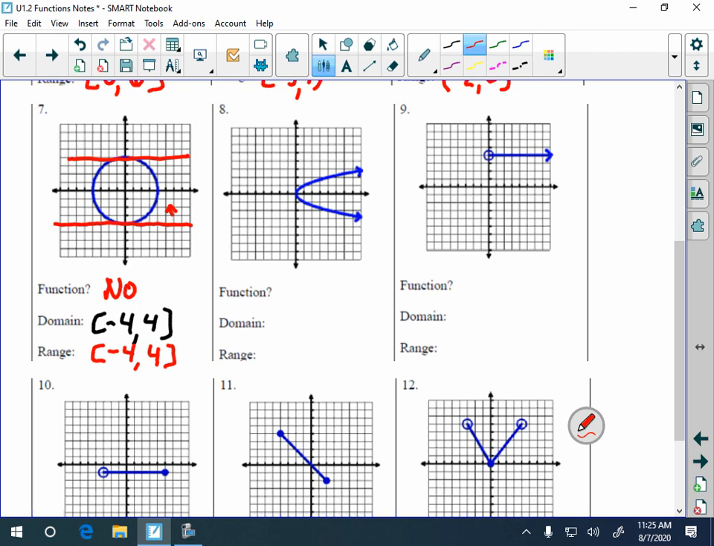All right, number 8. Okay, is this a function? Well, if I draw a vertical line right there, it's going to intersect in 2 spots. So no, this is not a function.